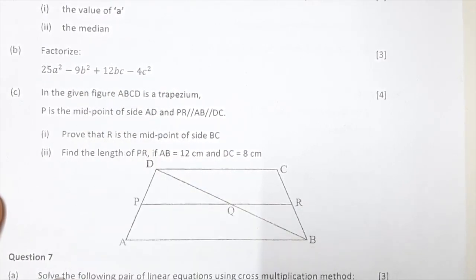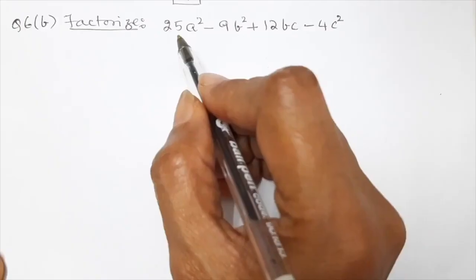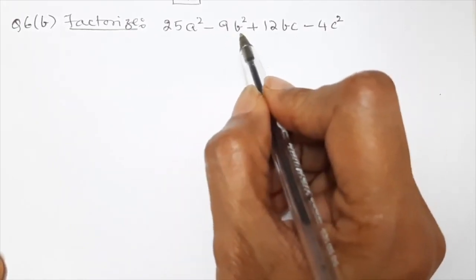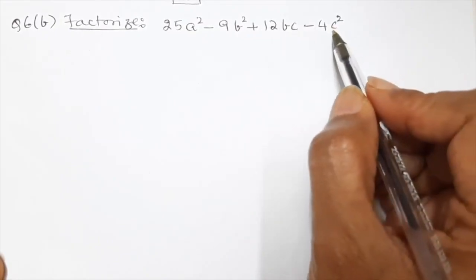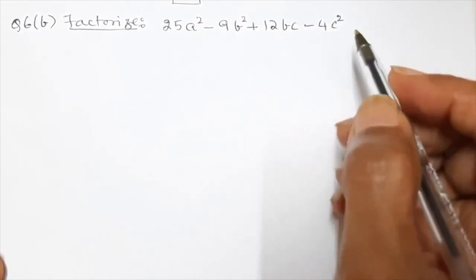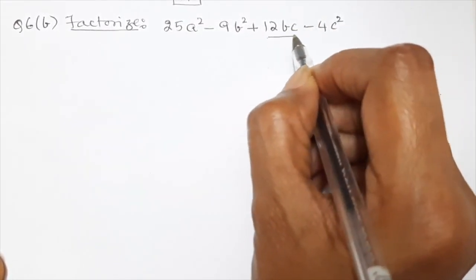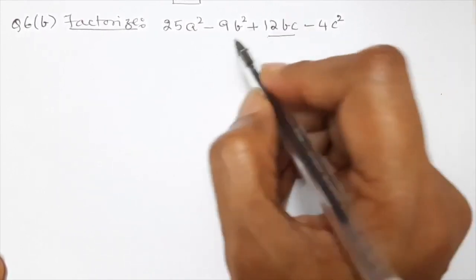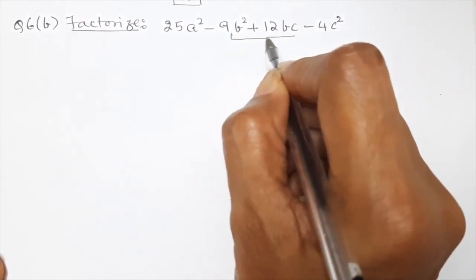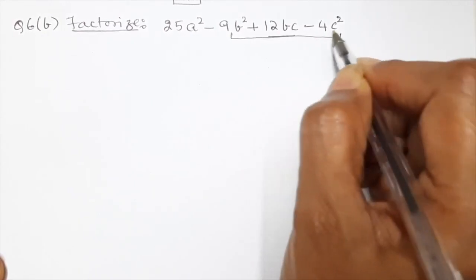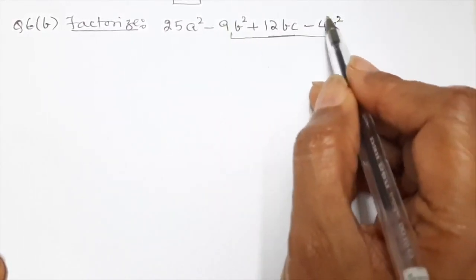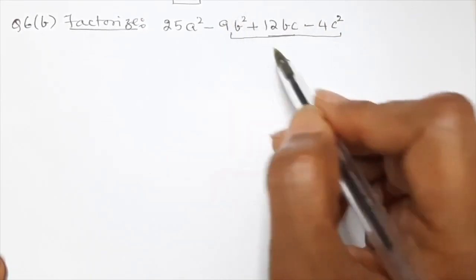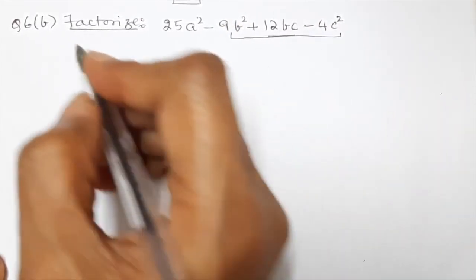Shall we write it down? And then we will start solving. 25a square minus 9b square. Now this is a square number, this is also a square number, and this is also a square number. But this is the clue, 12bc, which means 9b square and 4c square have been used in this particular expression, and that is a perfect square. Let us see how.